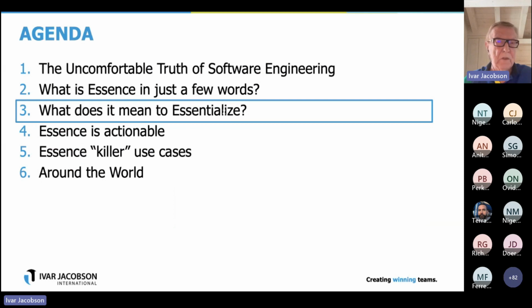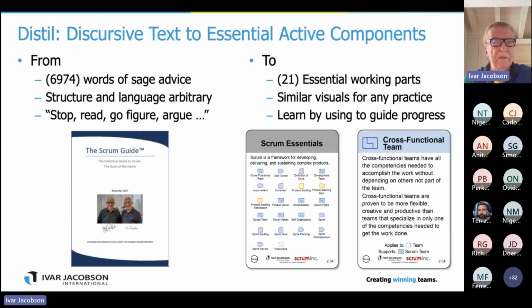So let's say a few words about what it means to essentialize. We have, for instance, the Scrum Guide to the left. It's 7,000 words, and this is the source for essentializing. You get 21 elements, and each element is represented by a card. On the left hand, the structure and language is selected by the authors. There is no standard. It can be a well-written document or a badly written document. On the right, it's Essence. It uses the Essence language, which is the standard. And it helps you use these cards to learn how to guide the progress.